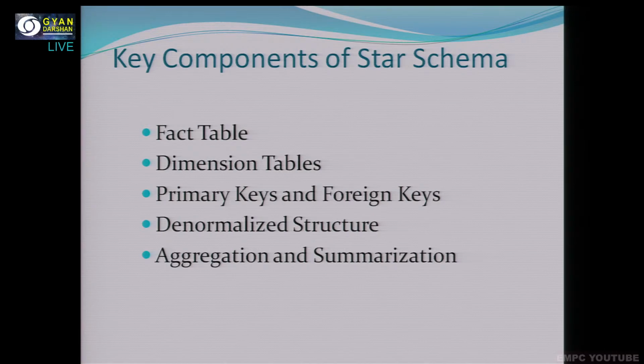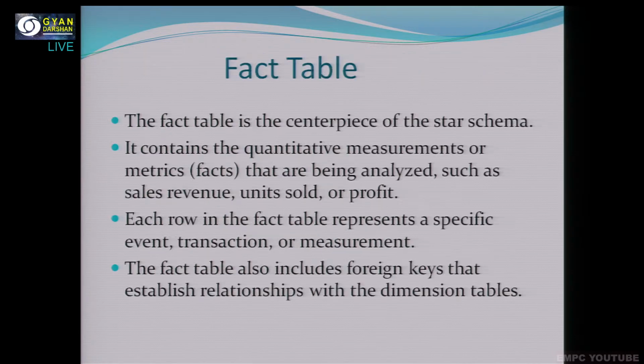So these are the key components whenever we wish to design the star schema, the dimensional modeling star schema. The fact table is the centerpiece of the star schema. It contains the quantitative measurements, as we had already seen. I had given you certain examples also, units sold, etc. Those are being analyzed, such as sales revenue, units sold, profit, whatever the case may be.